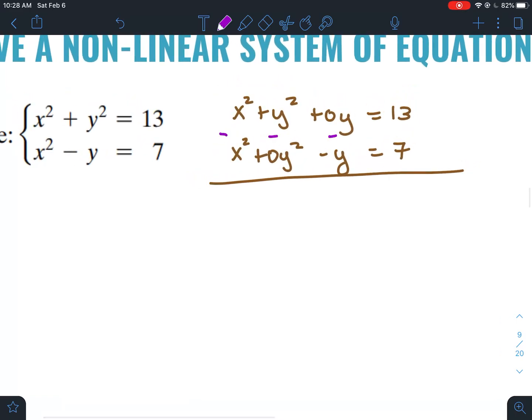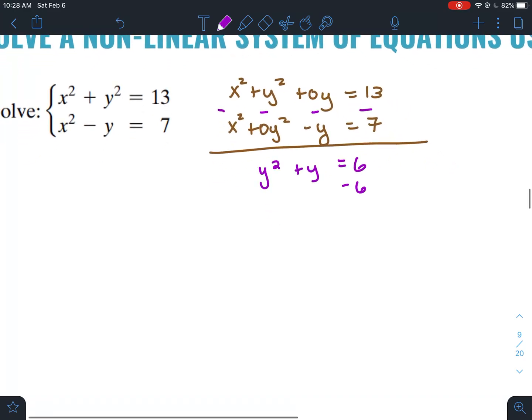And now to eliminate, I'm going to subtract all the like terms. y squared minus 0y squared is y squared. 0y minus negative y is positive y. And 13 minus 7 is 6. Okay, I'm going to subtract the 6 over, and I'm going to solve that by factoring.